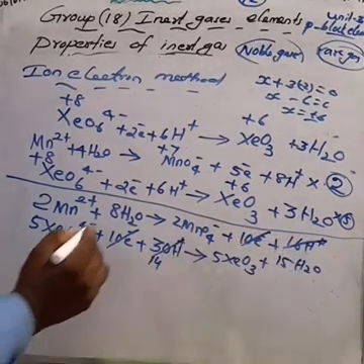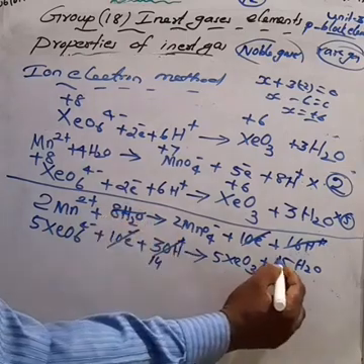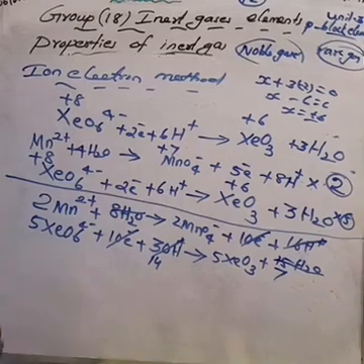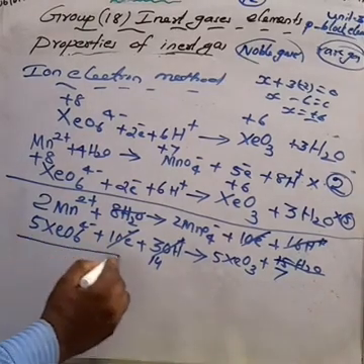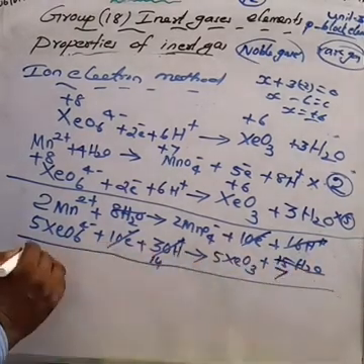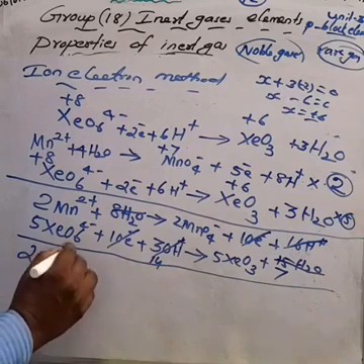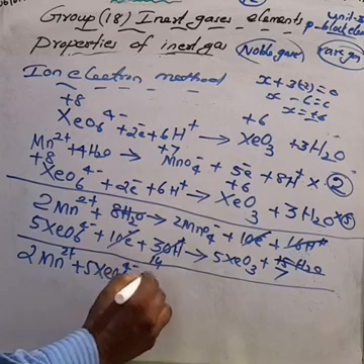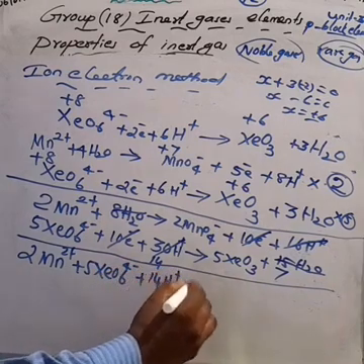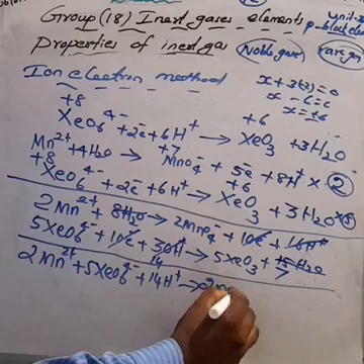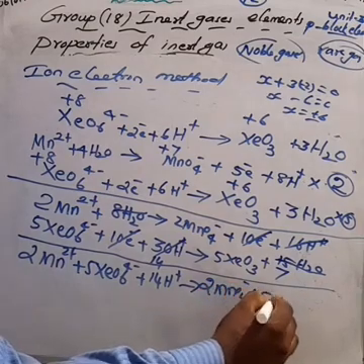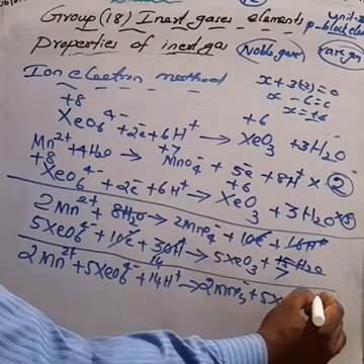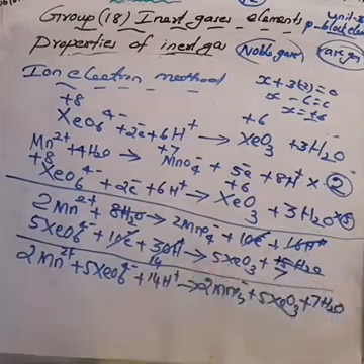Then about water, 8 H2O and 15 H2O cancel. I am writing here 7 H2O, remaining balance is 7. So what is the remaining here? 2Mn2 plus, 5 XeO6 4 minus plus 14 H plus gives 2MnO4 minus plus 5 XeO3 plus 7 H2O. This is about the overall reaction. Try to learn this one.